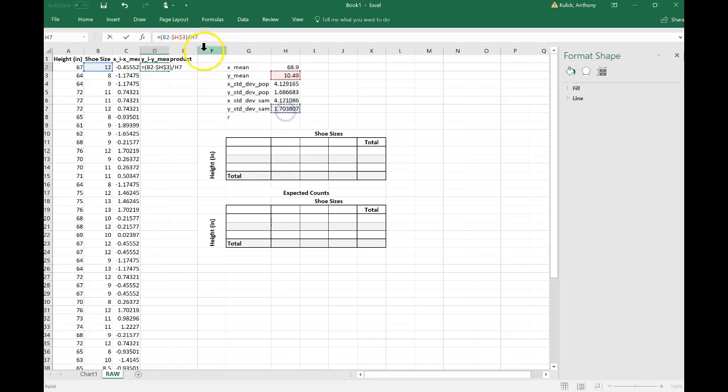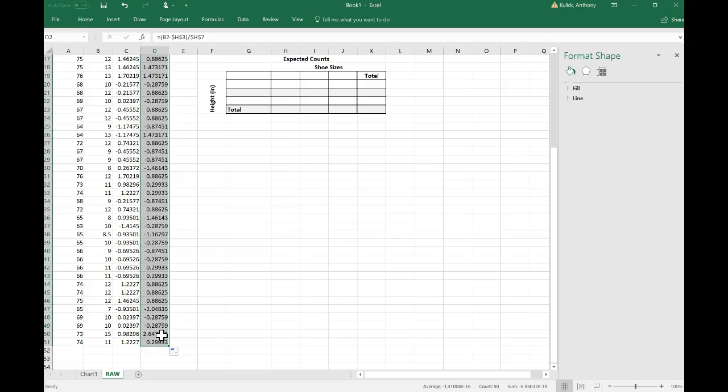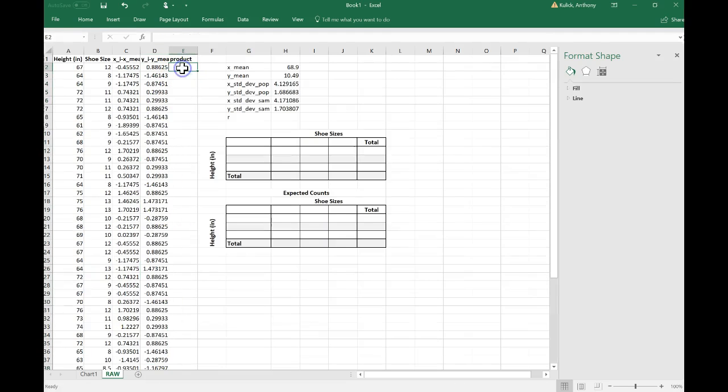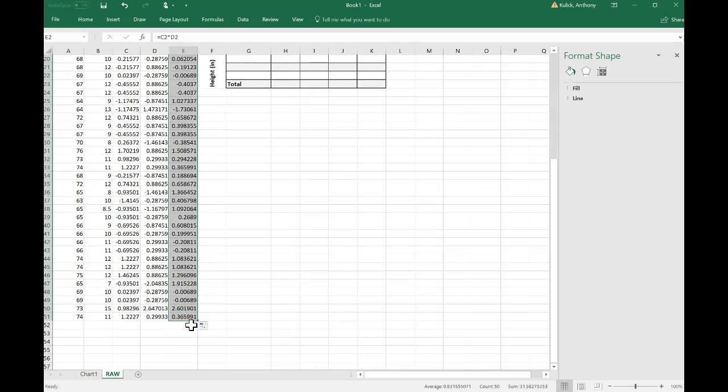So same sort of thing. Again, I'm using $ signs on the mean and standard deviation because I want those to stay the same. And then we'll drag down. So that's that. And then the product, I just want this one times this one. Again, this is just like what we did in the table and what we did on the calculator. So there's all of those.